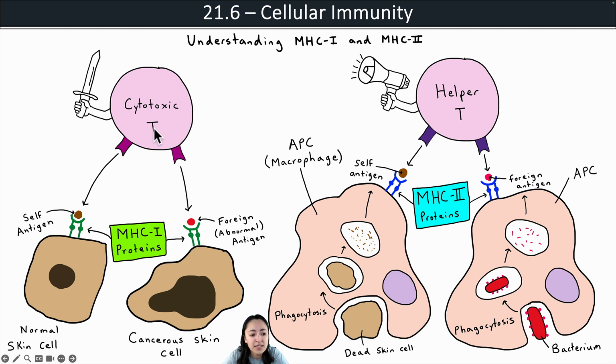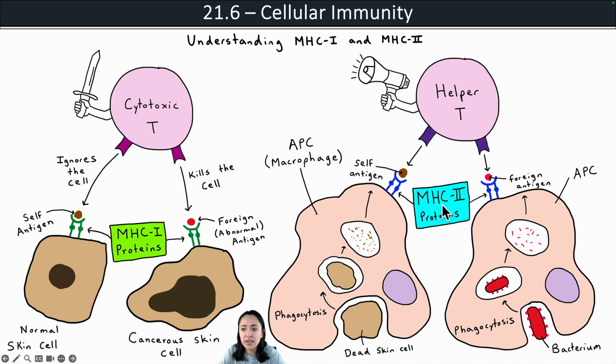The cytotoxic T cells will investigate these antigen MHC1 complexes. If there's a self-antigen present, the cytotoxic T cell will ignore that cell. However, if there is a foreign antigen present in that antigen MHC1 complex, the cytotoxic T cell will then kill the cell and recognize it as being foreign.